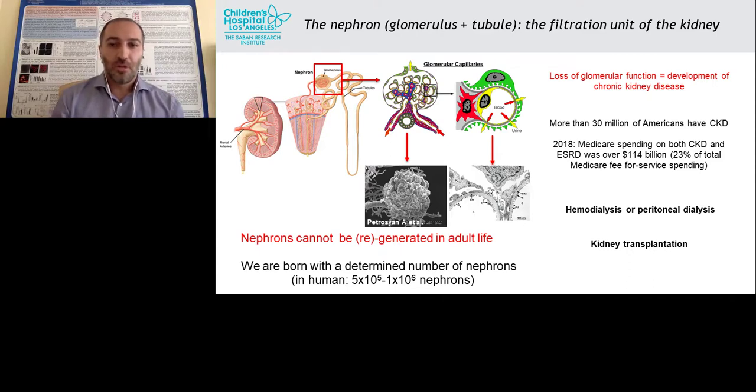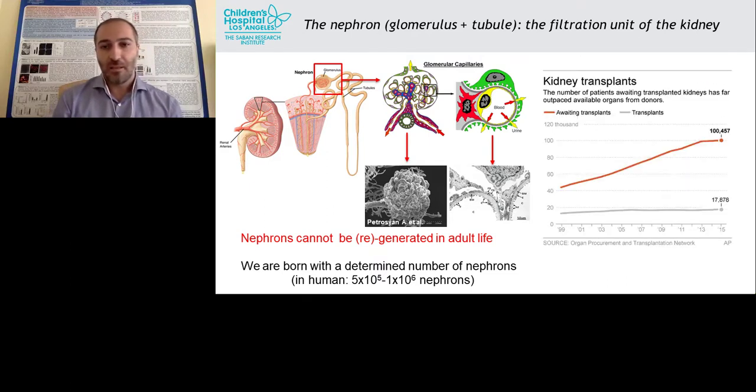So loss of glomerular function leads to development of chronic kidney disease. In the United States alone, there are more than 30 million Americans who have a diagnosis of chronic kidney disease, and this is a major financial burden on the healthcare system. In 2018 alone, the estimated cost for CKD treatment and end-stage renal disease treatment was somewhere around 114 billion. So what are some of the treatments? We are not very fortunate because the only treatments currently available for patients with renal failure are either dialysis or kidney transplantation.